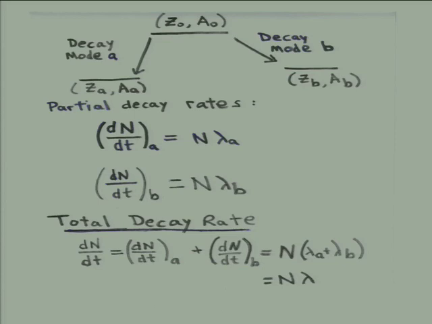For alpha decay, dN/dt sub A is the number of the parent isotope there were, times the decay rate lambda A. And similarly, the rate for the beta decay, mode B, dN/dt sub B, is the number of parent isotopes times lambda B, the decay rate for mode B.